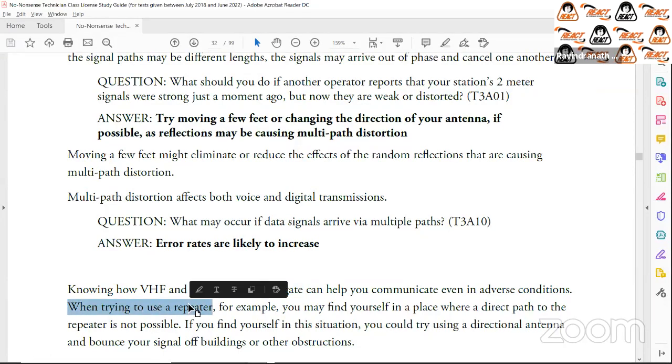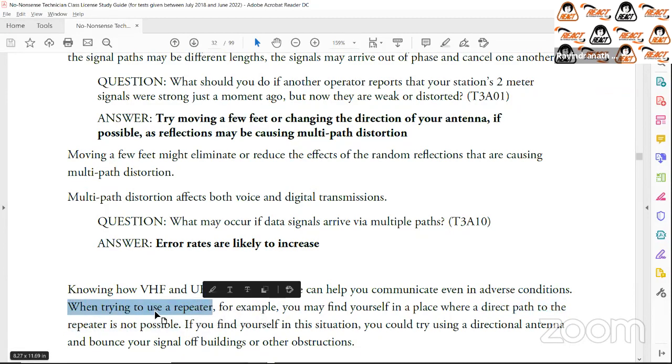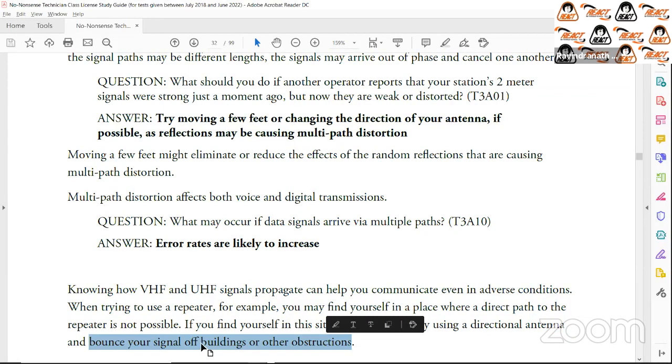They tell us when we're using a repeater, you might find yourself where a direct path is not possible. And that's why we looked at the diagram a little earlier about the difference between simplex or radio to radio versus repeater operation. So they're telling us when we're trying to use a repeater, you may find that you cannot get through to the repeater. What can we do in this case? They tell us that we could try using a directional antenna and bounce it off of a building or other obstruction. So that's another way that as hams, we can get our signal when it cannot get to the repeater or to the other side directly.